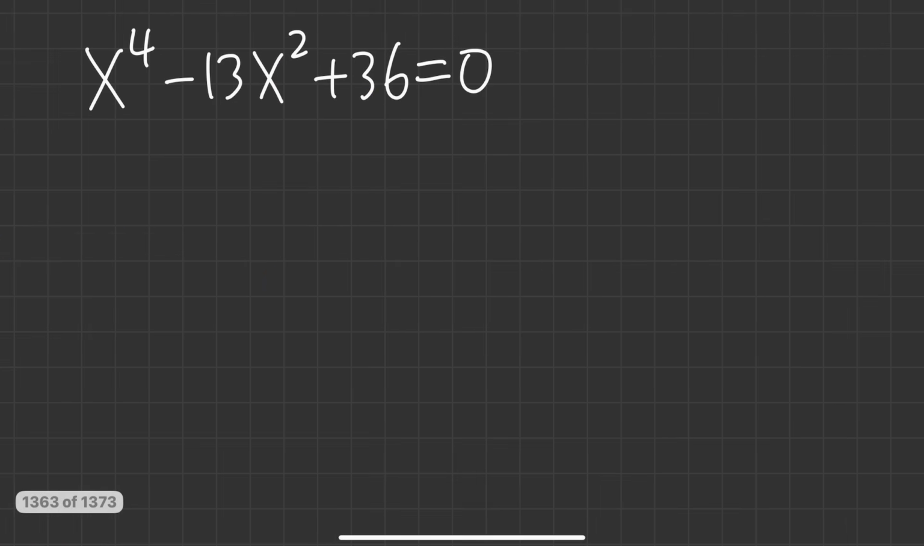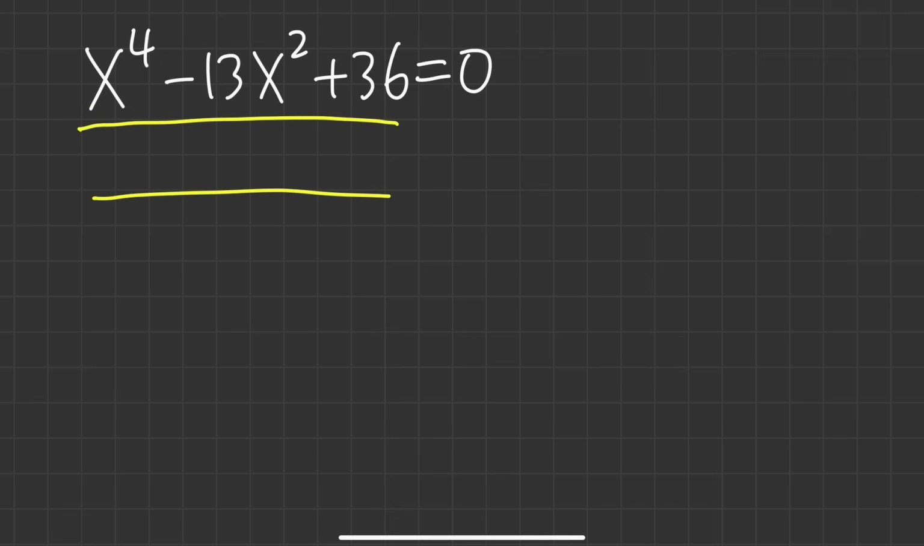Now, for the next situation, we have 3 terms. x to the fourth power minus 13x squared, and then plus 36 is equal to 0. Well, we have x to the fourth power, and this is x squared. We can actually look at this as a quadratic in terms of x squared. So what do I mean? Well, in fact, we can actually do the tic-tac-toe method to factor this right away.